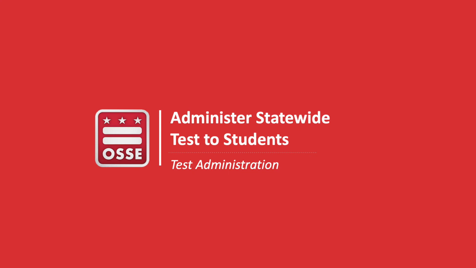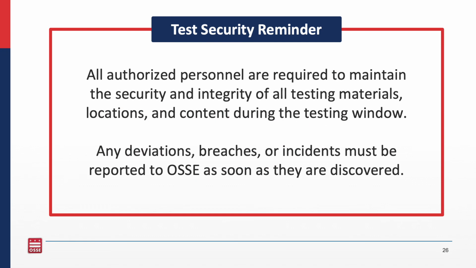The next thing we'll cover is how to administer statewide tests to students. A test security reminder: all authorized personnel are required to maintain the security and integrity of all testing materials, locations, and content during the testing window. Any deviations, breaches, or incidents must be reported to OSSE as soon as they are discovered. Additional information about reporting test security incidents is found in Module 5 of this series, Test Administration Incident Reporting.